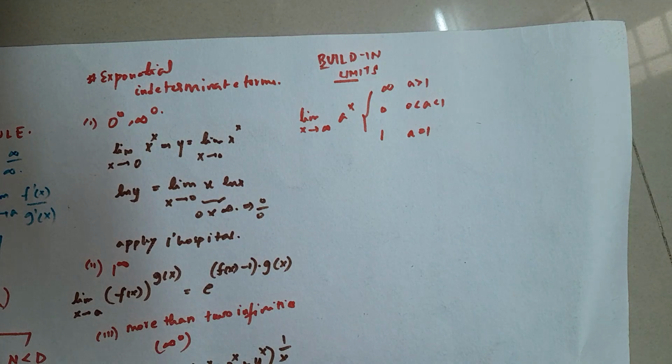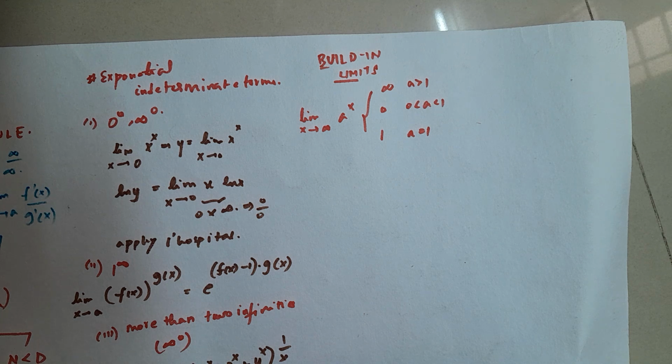And then you have built-in limits. So built-in limits is when you basically have to make cases within the limit itself. So let's take this example, the limit as x approaches infinity of a power x. So if a is greater than 1, or let's take 2 or 3 or 4, if you multiply these numbers infinite times by themselves, you will end up at infinity. So that's the first case.